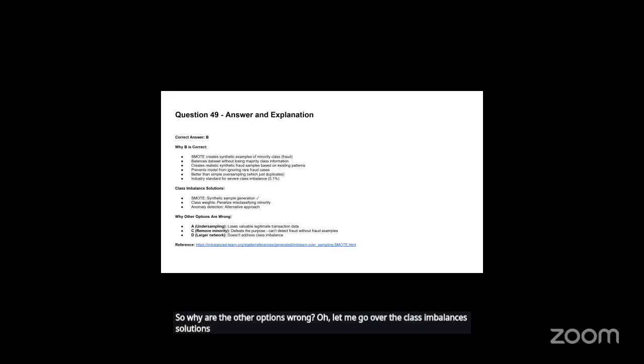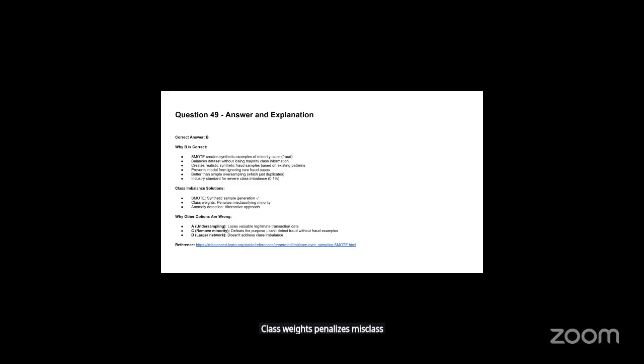are shown here. So why are the other options wrong? Let me go over the class imbalance solutions. SMOTE, synthetic generation. Class weights penalize misclassifying, and anomaly detection is an alternative. The other options, why are they wrong?